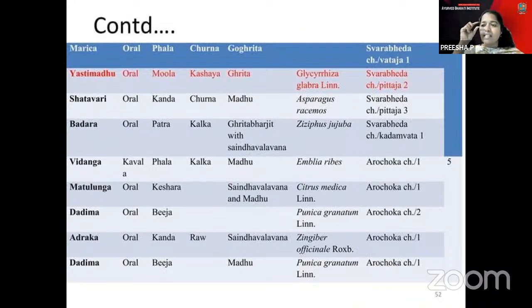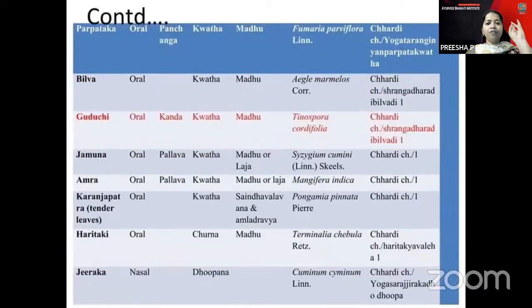There is a Sahasrayoga reference there, especially one where the content is regarding Yashtimadhu. The Ghrita can be prepared by adding Yashtimadhu, and that can be given to singers for an improvement in the voice. The Vidanga is there for Arochaka, and the Dadima for Arochaka. These are the areas. Guduchi is there.